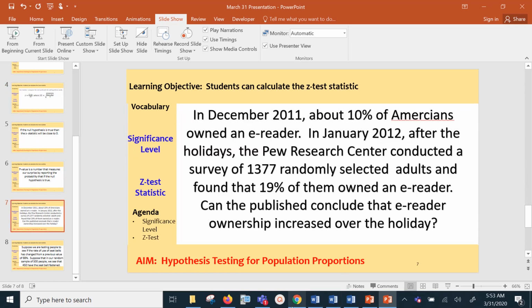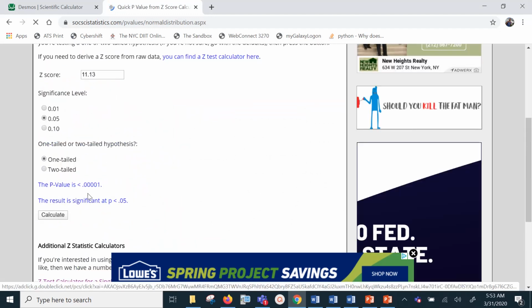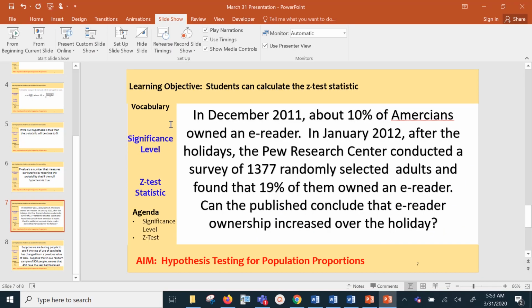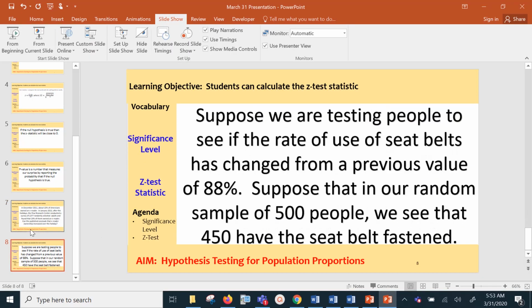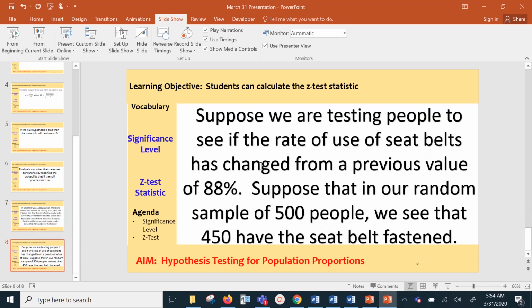Let's see. Oh, here it is. P-value is less than 0.00001. The result is significant, right? So that means that we can reject our null hypothesis. Let's try a different one. Let's try another problem. All right. But before we talk about that, the steps, right? You identify the null hypothesis. You identify your p-hat, and you identify your sample size, and you're good to go with these types of problems, right?